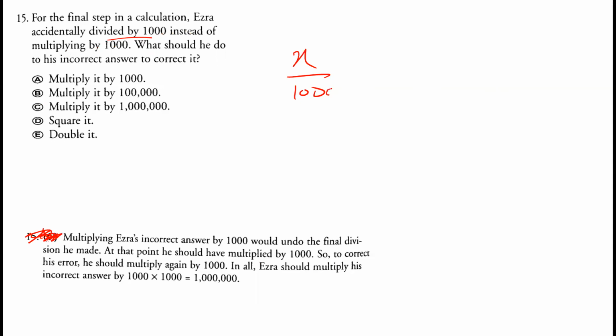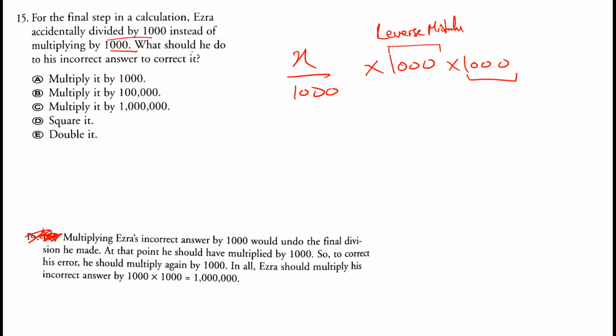So we actually divided x by 1000. In order to reverse this mistake, we need to multiply it by 1000. And then originally what we had to do was multiply it by 1000. So this 1000 we are multiplying to reverse the mistake, and this 1000 we are multiplying because this is what originally needs to be done.